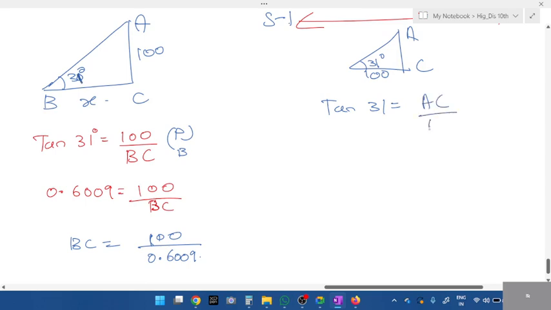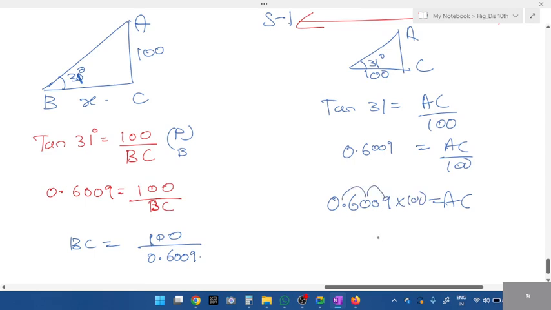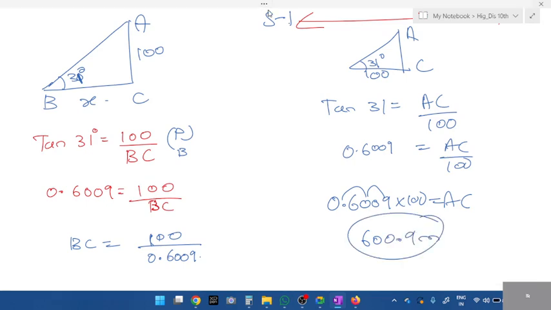AC divided by 100. Tan 31 is 0.6009, which equals AC divided by 100. How do you calculate, students? Now tell me the value. AC is equal to 0.6009 into 100. Use the shifting method. What do you get? 600.9 meters. Right? Is it clear? 600.9. So when you multiply a decimal number, it is easy.